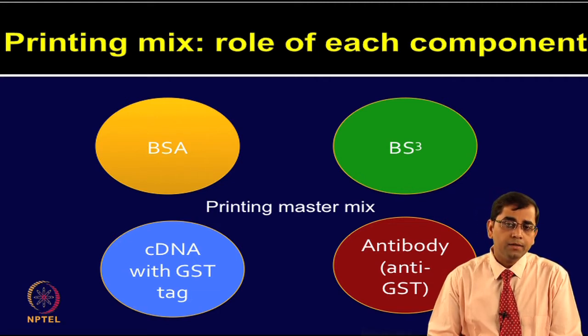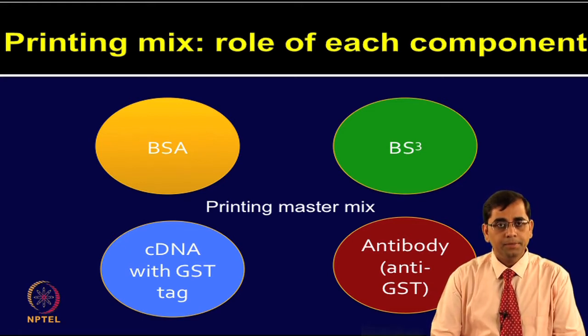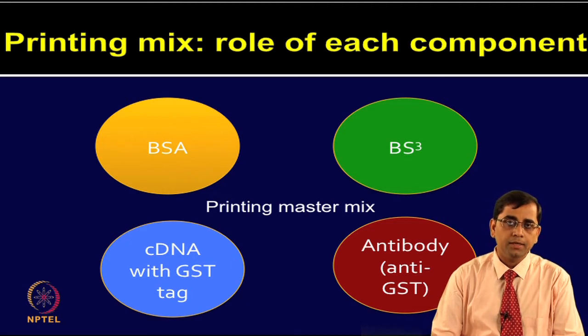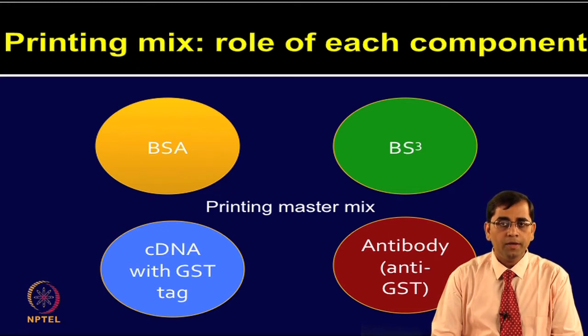Let me briefly explain the role of these components. BSA dramatically improves immobilization and efficient expression of the DNA. BS3, BSA and capture antibody are coupled to the amine coated glass surface where the ester terminated homobifunctional cross-linker is printed. The cDNA contains GST tag, or you can introduce any other tag.